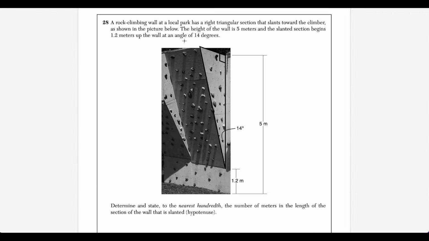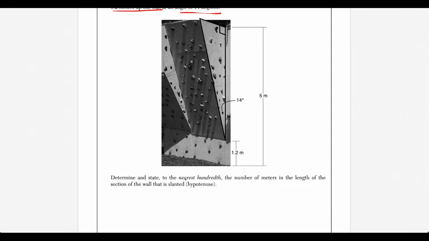Question 28, we have this wordy word problem, but this picture captures everything. So we have a rock climbing wall. The height of the wall is 5 meters, and there's a slanted section that begins 1.2 meters off the ground, and it comes out at an angle of 14 degrees. So now the actual question, we're going to determine to the nearest hundredth the length of the hypotenuse or the slanted section of this wall.